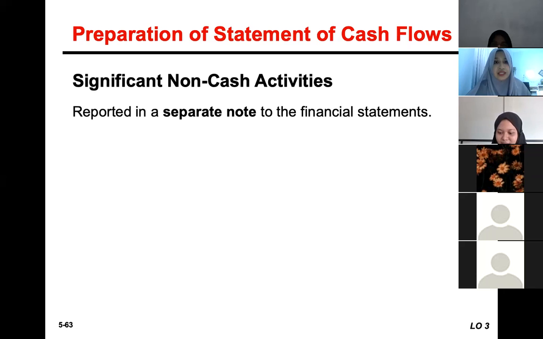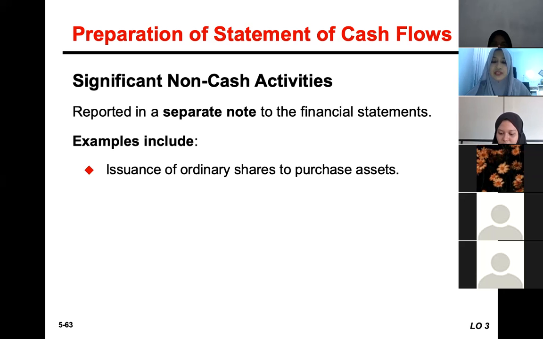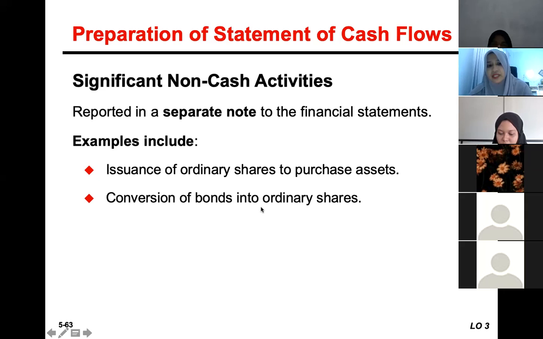Okay, a little bit on preparation of the statement of cash flow. There are non-cash activities that need to be included or disclosed in a separate note. For example, issuance of ordinary shares to purchase asset. So with the issuance of ordinary shares, we don't get the cash in this context, but we get the asset. So asset for asset is an exchange activity, so it doesn't involve any cash. But it needs to be disclosed separately in a note.